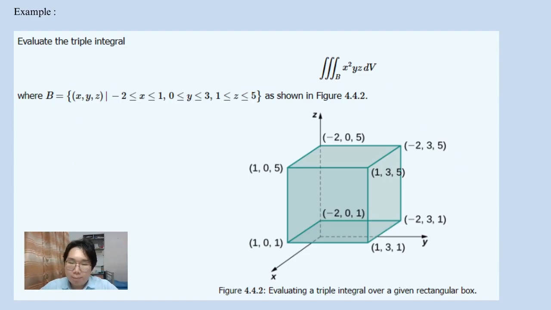Okay, now let us come to the second example. The second example is about the triple integral over rectangular regions. The question wants us to evaluate the triple integral of the function x to yz dV, where B equals {(x,y,z) | -2 ≤ x ≤ 1, 0 ≤ y ≤ 3, 1 ≤ z ≤ 5}, as shown in the figure below. The figure below will give us every point of the three-dimensional region.